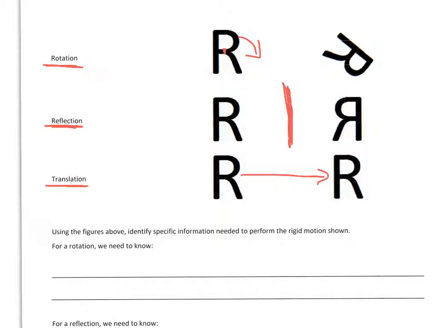It says use the figures above to identify specific information needed to perform the rigid motion shown. So for rotation, what do we need to know? We need somewhere to rotate it about, so we need a center of rotation. What are we going to rotate it about? It's almost like you're putting a needle in and then rotating it. The other thing we need is some kind of direction. Are we going to the left or to the right?